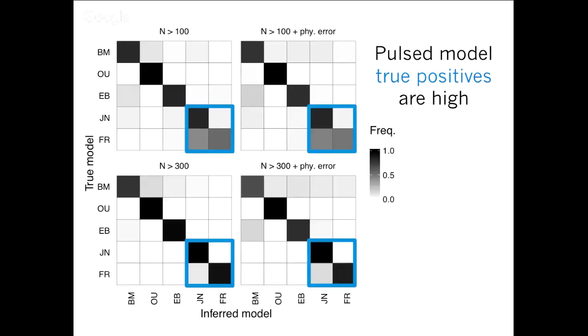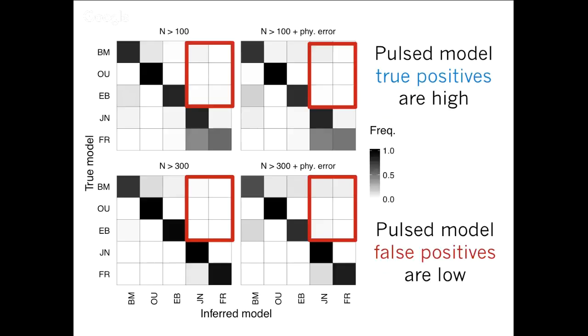And in general, we found that for as long as the model parameters were relatively strong or characteristic of the underlying process, our true positive rate was fairly high for pulsed models of evolution, which means that if we simulated under the jump normal model or a fluctuating rate model, we also identified one of those 2 models. You do notice that when we have few taxa, it can be hard to distinguish between those 2 cases, but that's a story for another day.